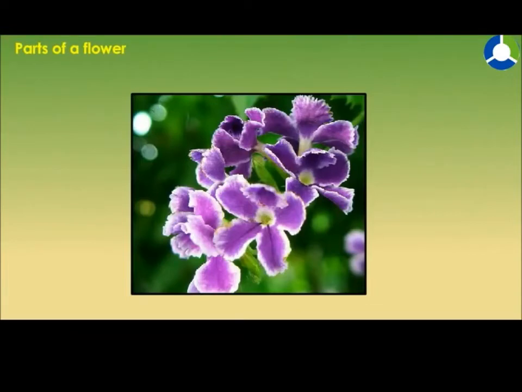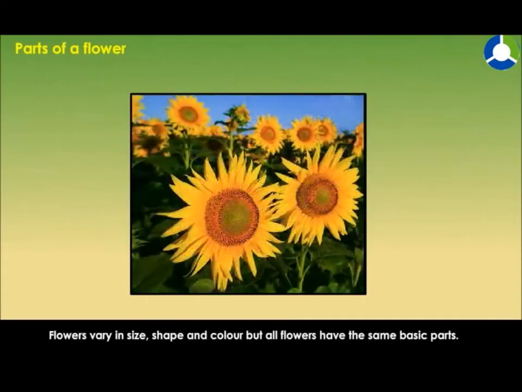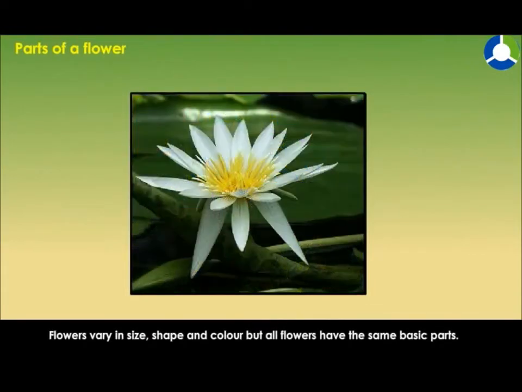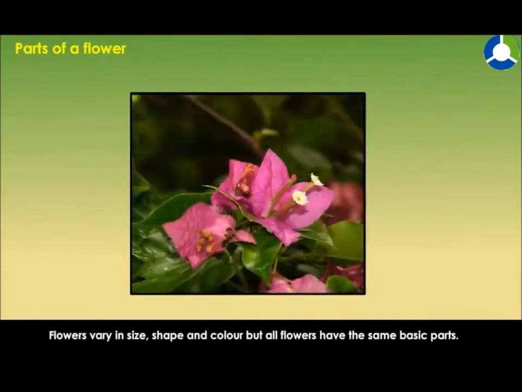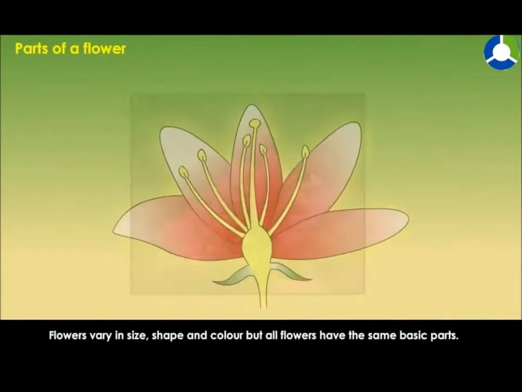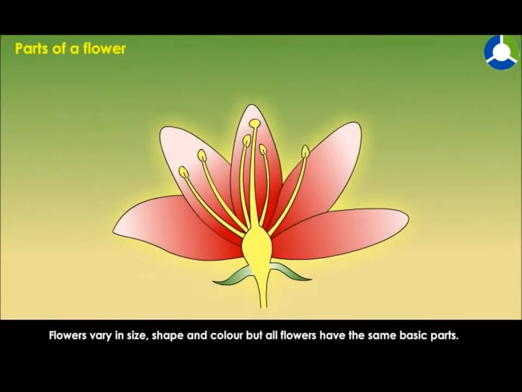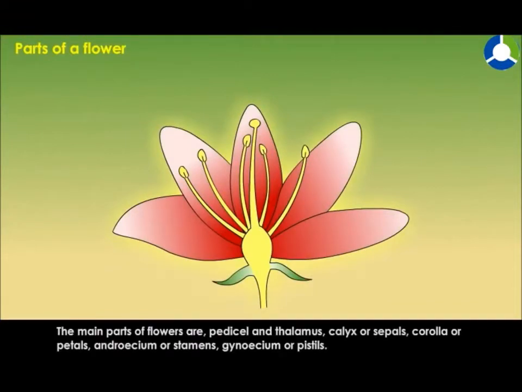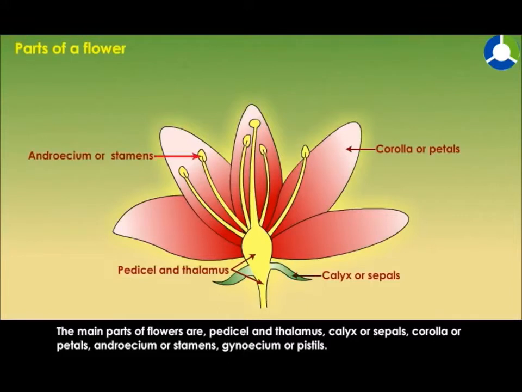Parts of a flower. Flowers vary in size, shape and color, but all flowers have the same basic parts. The main parts of flowers are pedicel and thalamus, calyx or sepals, corolla or petals, androecium or stamens, gynoecium or pistils.